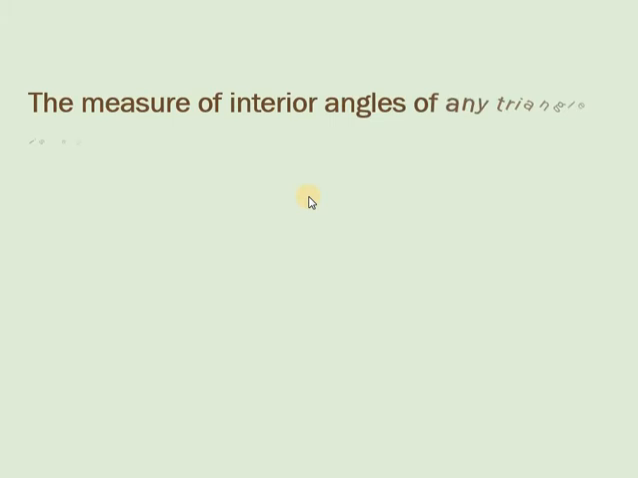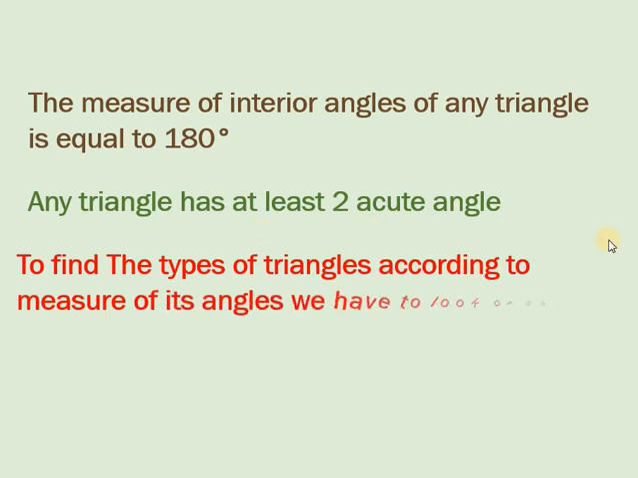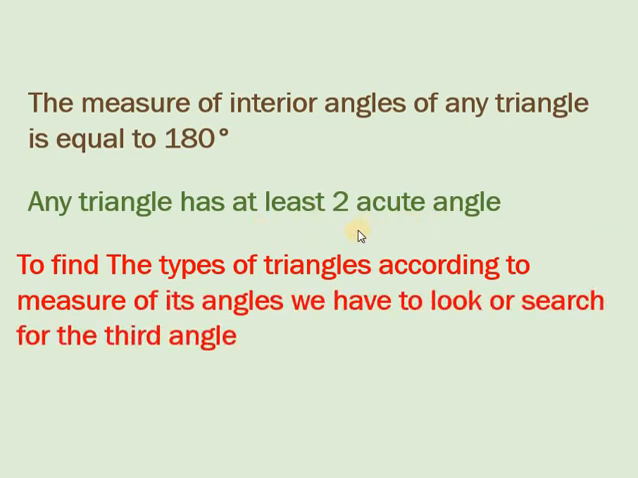Here, the measure of the interior angles of any triangle equals what? It must equal 180. So any triangle has at least two acute angles. Can it have more than two acute angles? Yes, the equilateral triangle has three acute angles. But at least it has two acute angles.